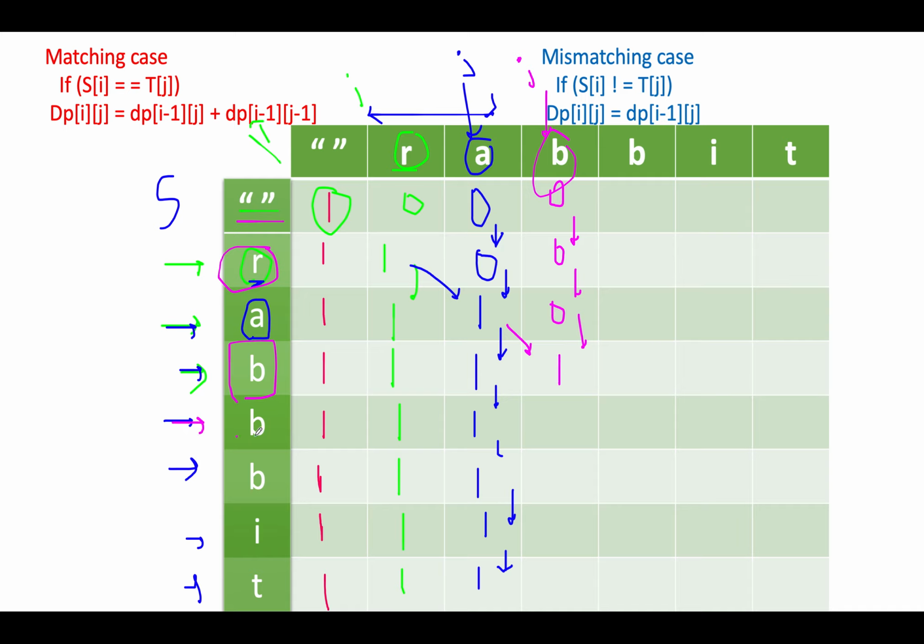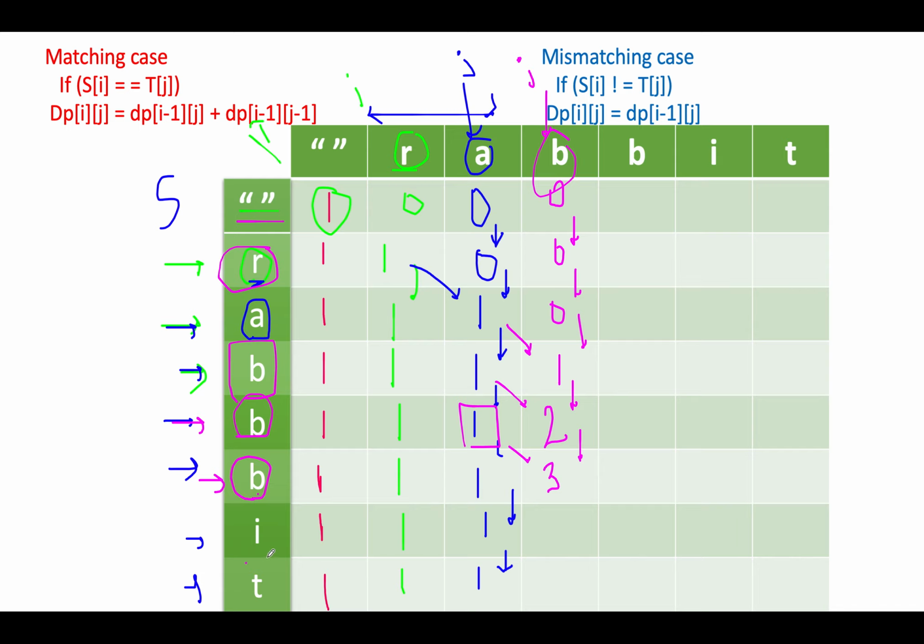Let's progress ahead. Again, it's a matching case, a happy case. So what you're going to do, whatever value is held in the previous diagonally up and whatever value is just held in the previous row, those two get added, and 1 plus 1 is 2. So we have 2 here. Let's progress ahead. Again, you see that it's a matching case. B matches with B. So what you're going to do, whatever value is held in the previous diagonal upwards, that gets copied down. 1 plus 2. So the answer gets updated to 3.